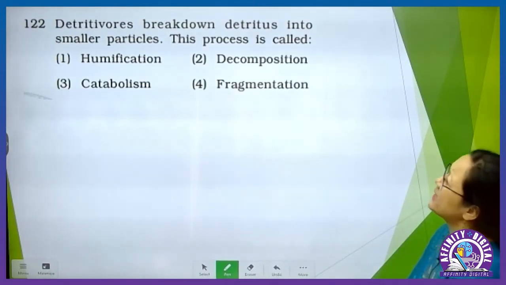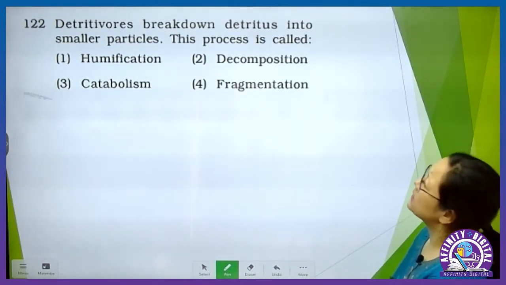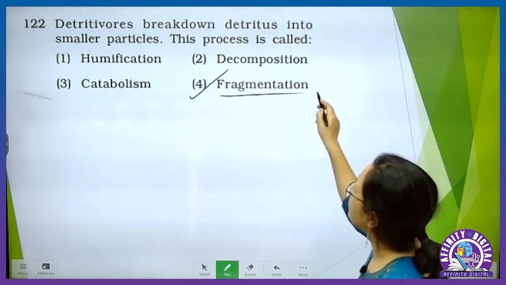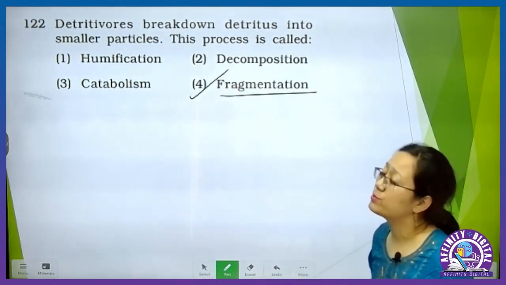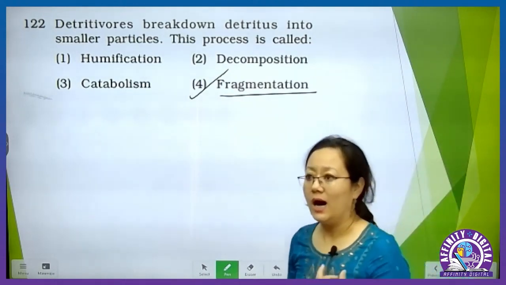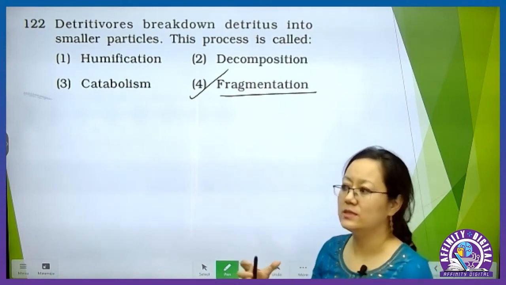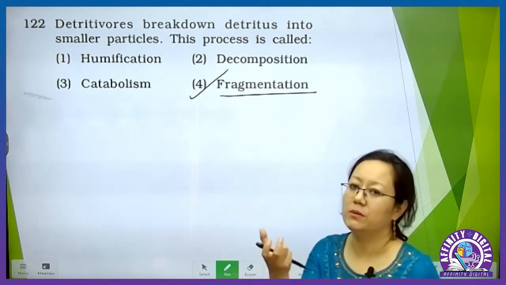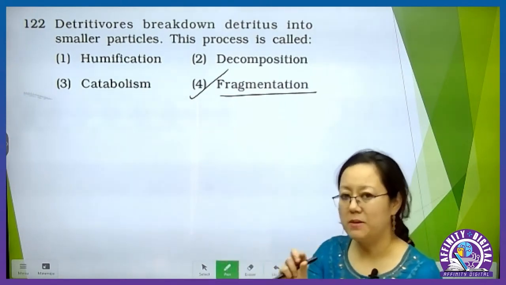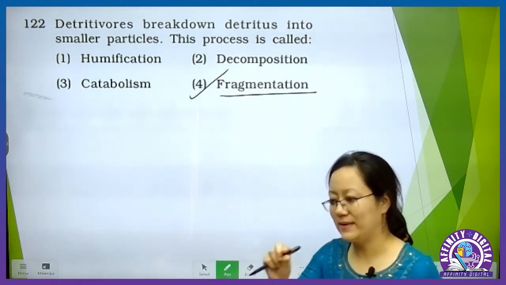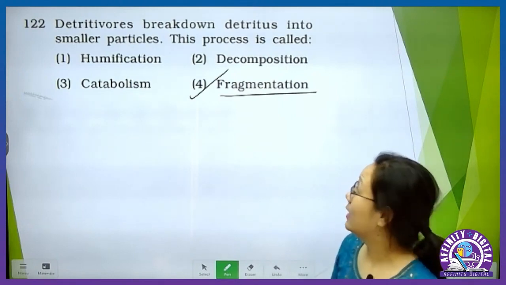Detritivores break down detritus into smaller particles. This process is called fragmentation. This is the proper definition. Detritivores means earthworm. Earthworm will break down the fragmented pieces of leaves, bark, or stem. This portion of the dead part or detritus is broken down by the earthworm.